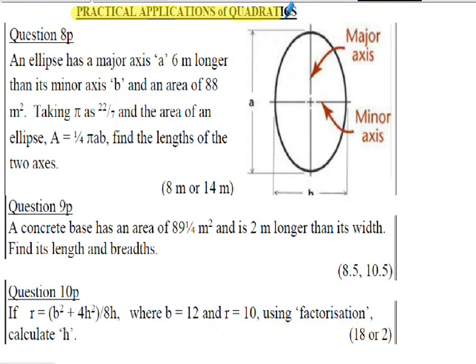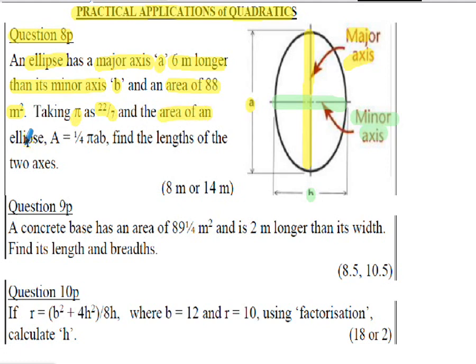Practical applications of quadratics continue. Question 8p. An ellipse shown in the sketch has its major axis labelled A 6 meters longer than its minor axis labelled B. So this is the dimension A for the major axis across here, and this is dimension B for the minor axis across here. We're also told that the area of the ellipse is 88 meters squared. We're allowed to take pi in this case as 22 divided by 7. So we need to use that value for pi, not the value on a calculator.